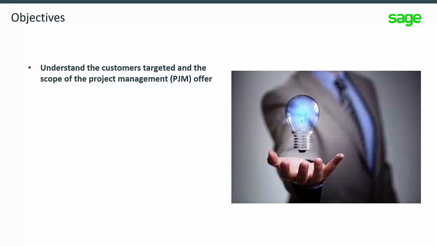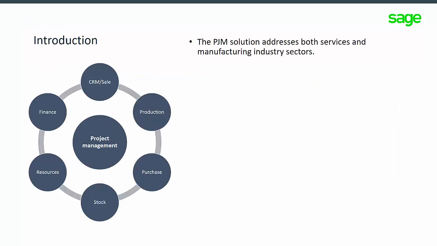In this topic, you will learn about the target customer for the project management module. The project management solution initially targets the manufacturing industry sector. In this version, the project management solution is designed for the company that orders 50 to 80% of their products. These customers will be able to manage their products to make or buy and manage their resources.